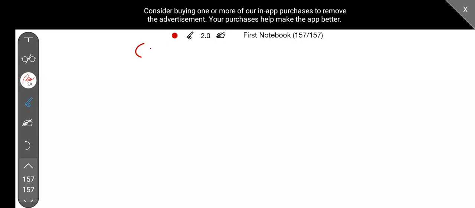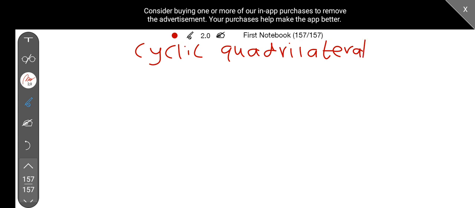In this lesson, we're going to talk about cyclic quadrilaterals. In the lower grades, we were told that a quadrilateral is a four-sided figure. But there's an exception to the rule.